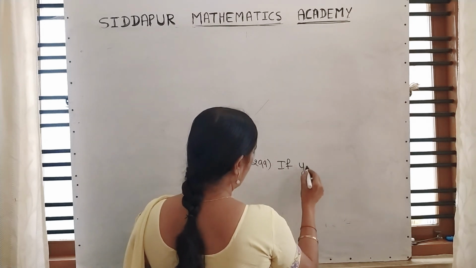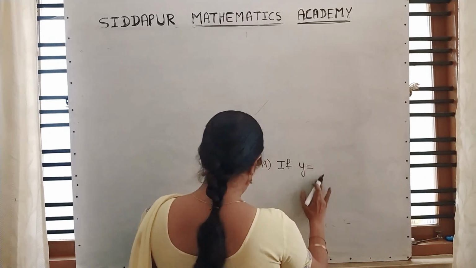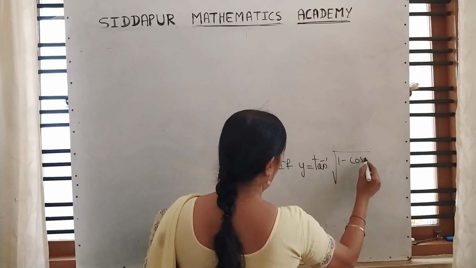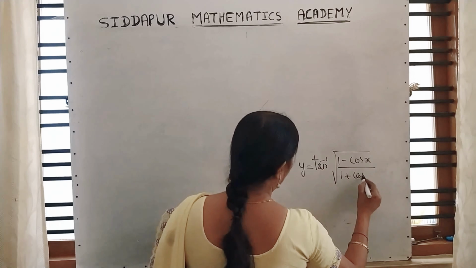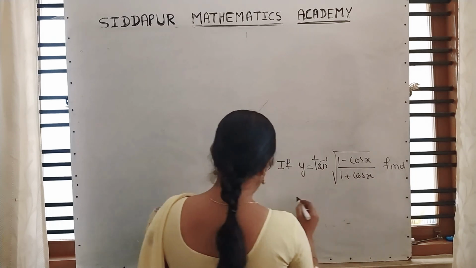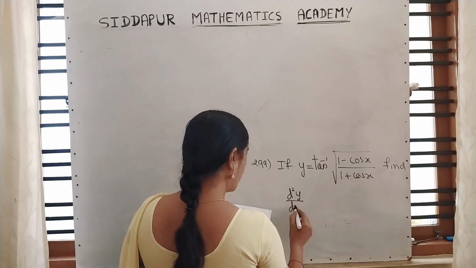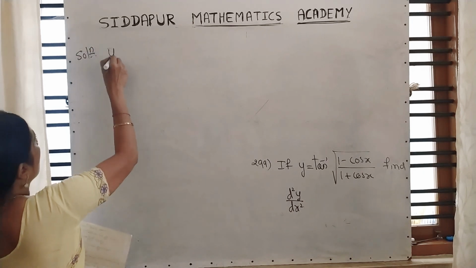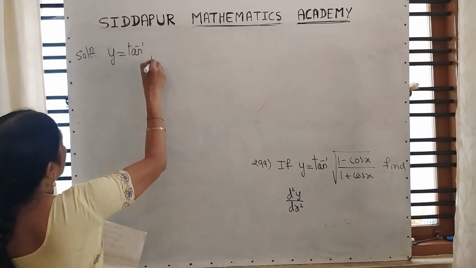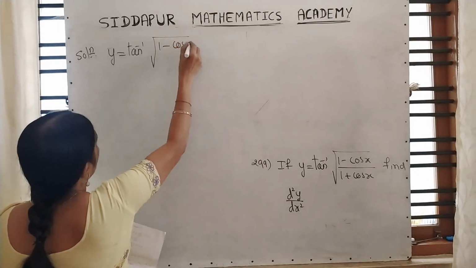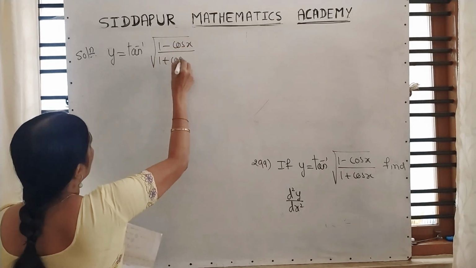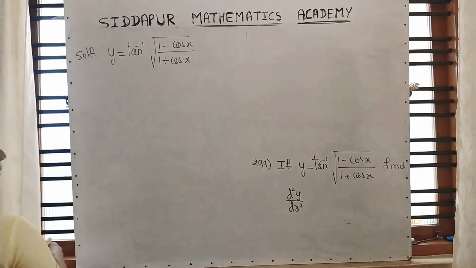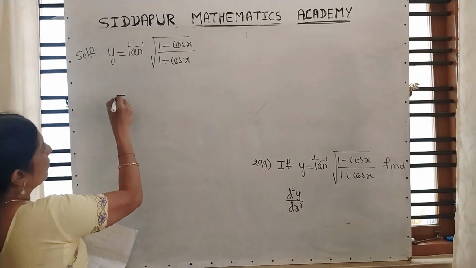If y is equal to tan inverse of root of 1 minus cos x upon 1 plus cos x, find d square y upon dx square. So first write down the given problem. y is equal to tan inverse root of 1 minus cos x upon 1 plus cos x. So if you remember the multiples and submultiples, otherwise the differentiation will be very lengthy.